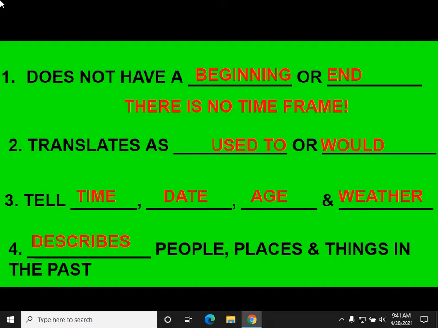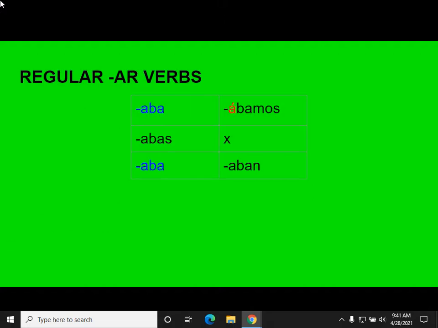So the first verbs that we're going to talk about are these endings here. So let's talk about the AR verbs. So the endings are aba, abas, aba, abamos, and aban. Please exaggerate the accent that's on the we form.